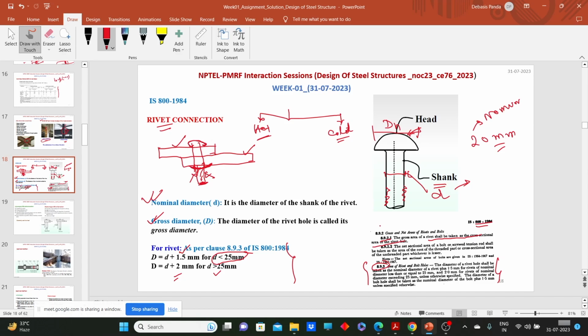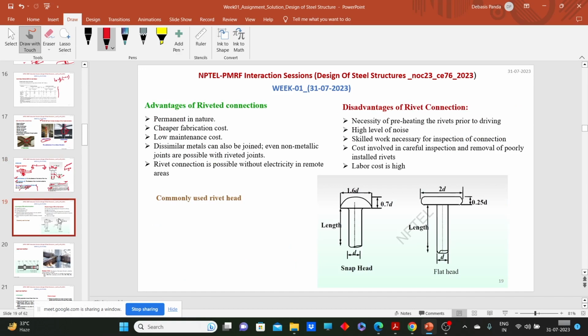So now, here are some advantages and disadvantages of the rivet. You can go through it. Advantages: permanent in nature, cheaper in fabrication cost. Disadvantages: a high level of noise, labor cost, skilled labor, preheating necessary, all these things. So nowadays, this rivet thing is getting obsolete day by day.